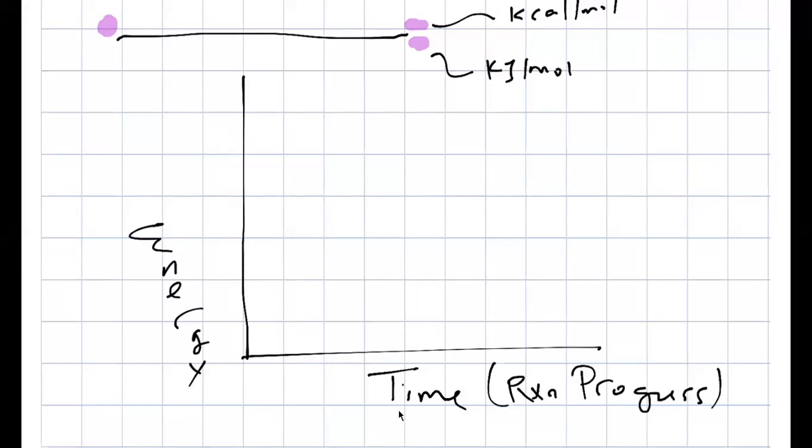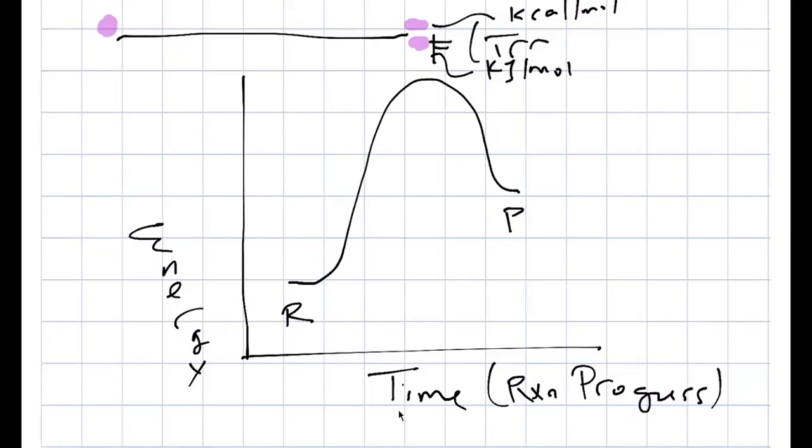So for this reaction that we just did, we said it was endothermic. So what that means is that the reaction curve will look like this, where this is the reactants, this is the products. Right? And at the very top of that curve, this is what we call the transition state.